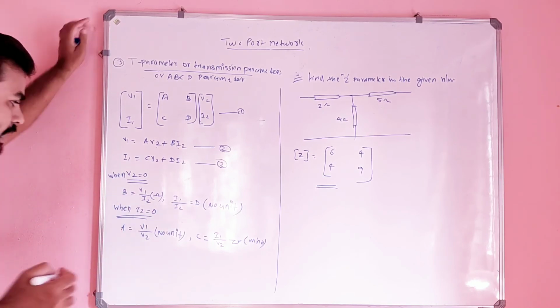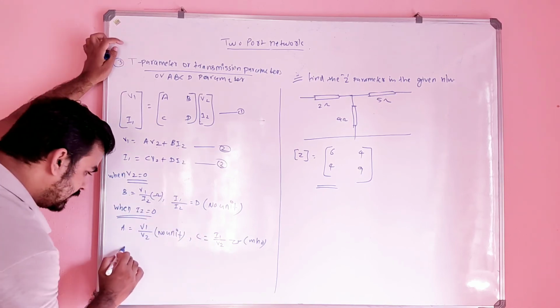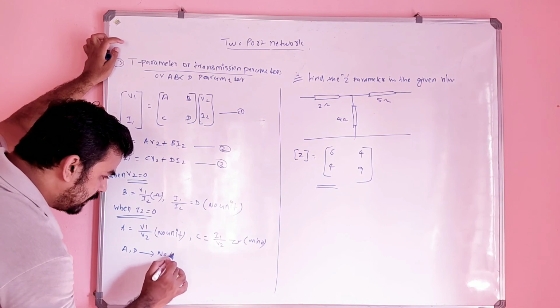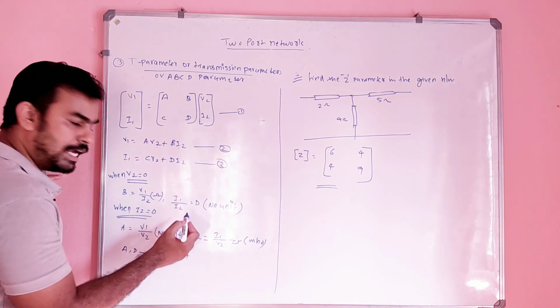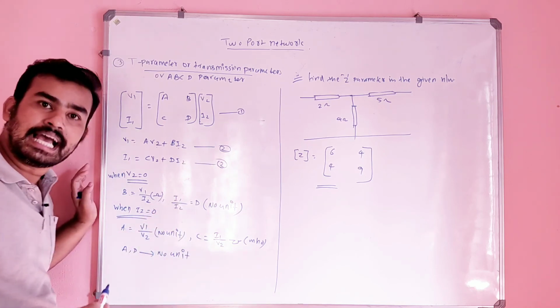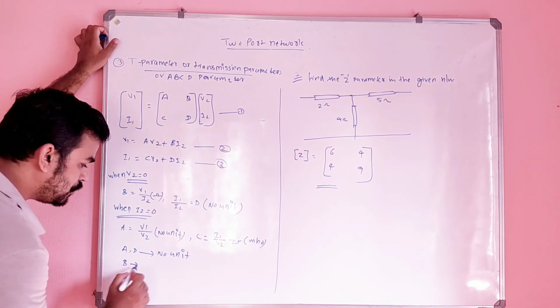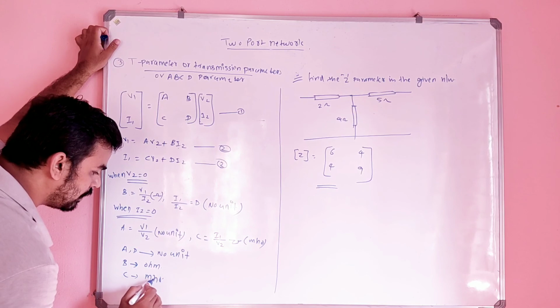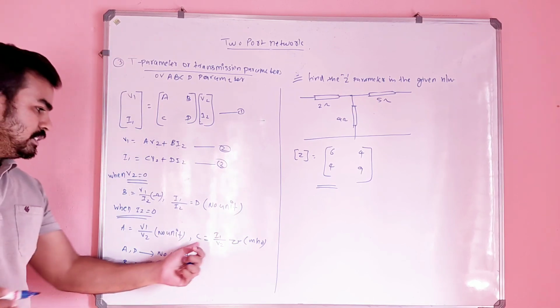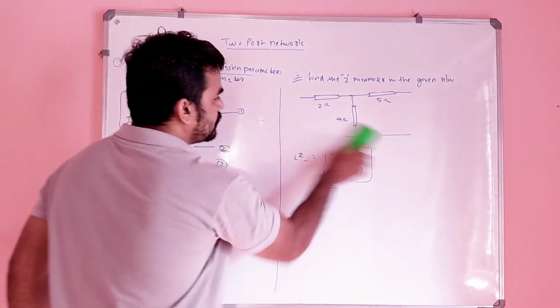So finally you have all values A, B, C and D, in which A and D have no unit. Very, very important. A and D parameters have no unit, because simply the I1 by I2 ratio and the V1 by V2 ratio are unitless. But B has a unit of ohm, and C has a unit of mho. Very important. That is called the ABCD parameter.